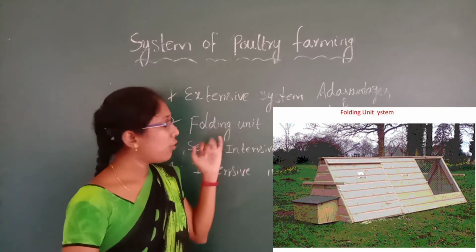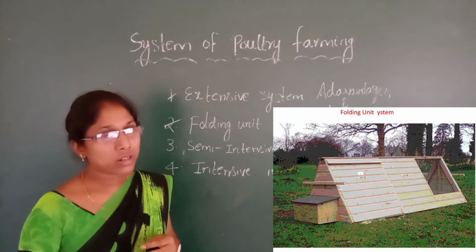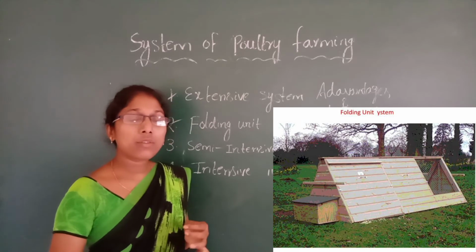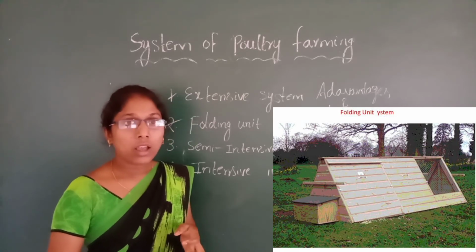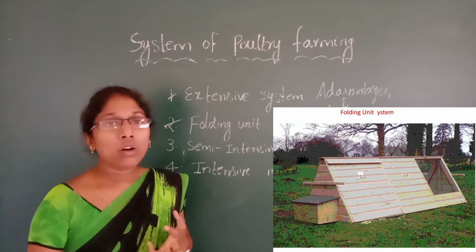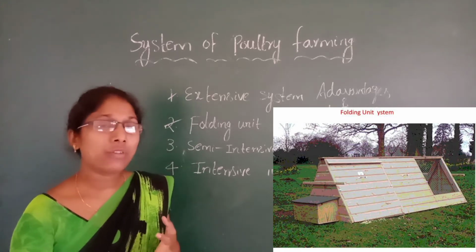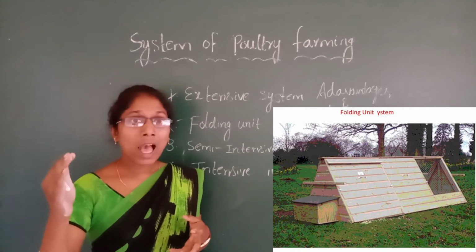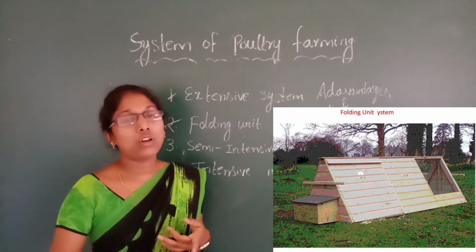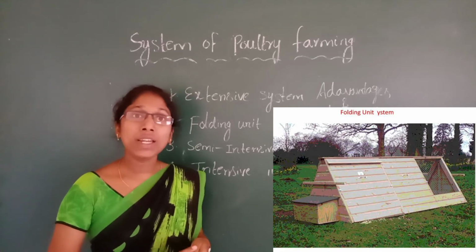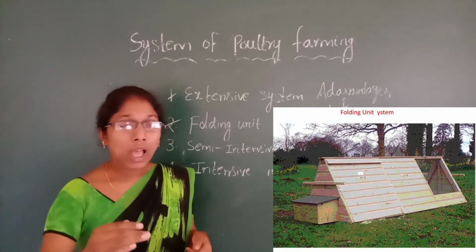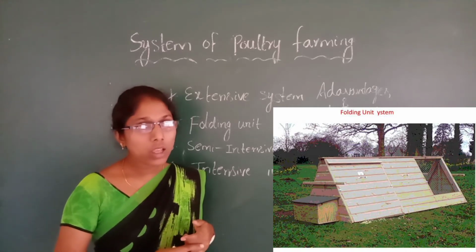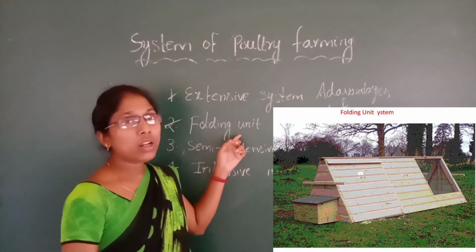So first of all, the folding unit system is an innovation of recent years, and we can easily change it from one ground to another ground. We can rear nearly 25 hens, and they get fresh air and light. We give proper feeding, and they release their droppings directly onto the soil. That is the folding unit system.